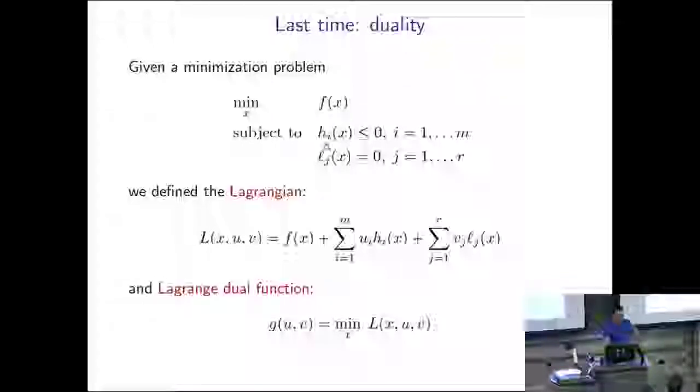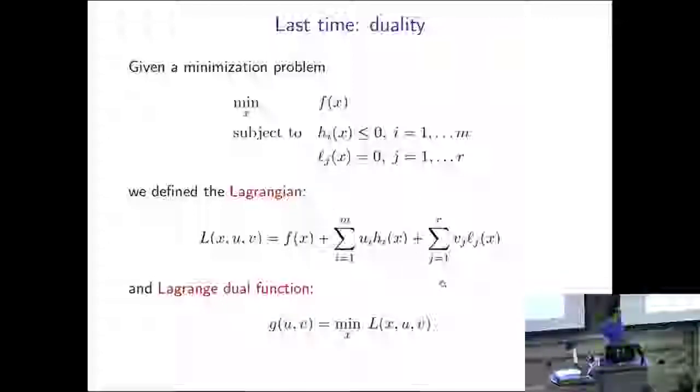Criterion is f. We have inequality constraints h_i of x less than or equal to 0, and equality constraints l_j of x equal to 0. And we defined this object called the Lagrangian. And the Lagrangian was a function of our primal variable x from this optimization problem, and also a function of what we call dual variables, u and v. And so we had one component of u, let's say, per inequality constraint, and one component of v per equality constraint. And we restricted our attention to u's that were non-negative in every component.